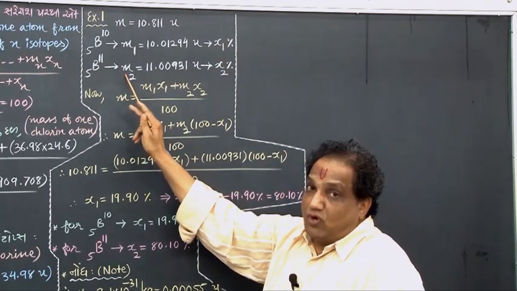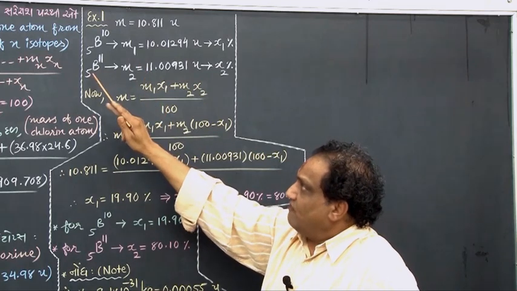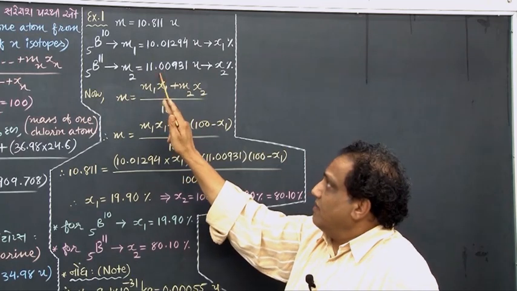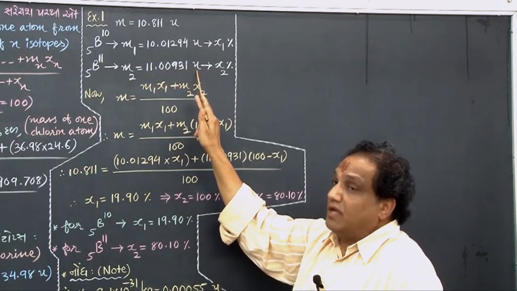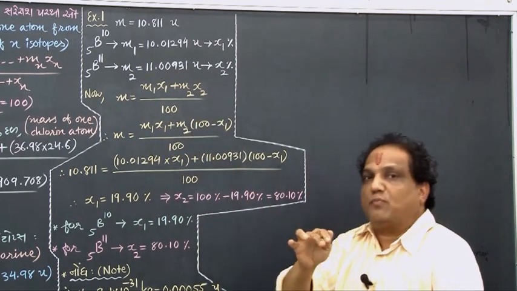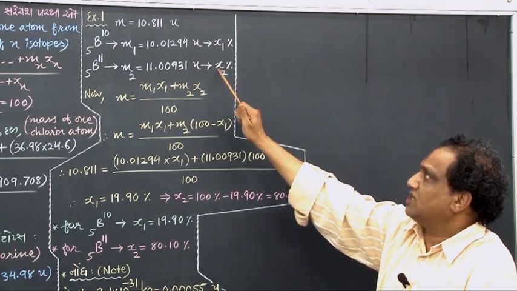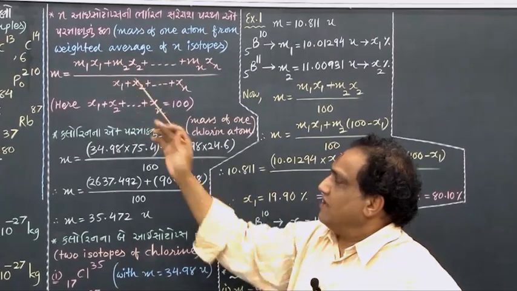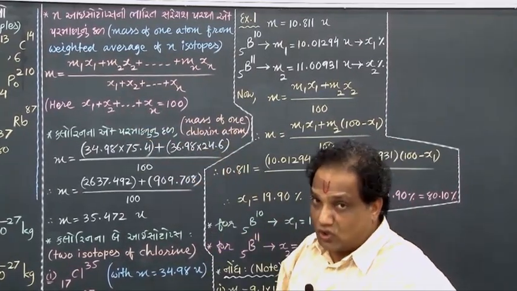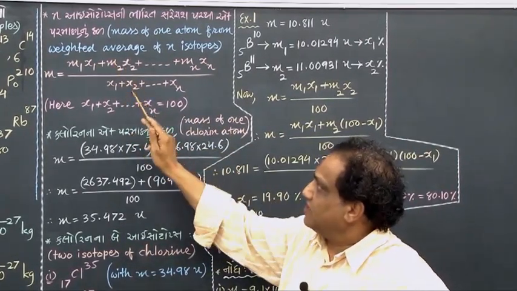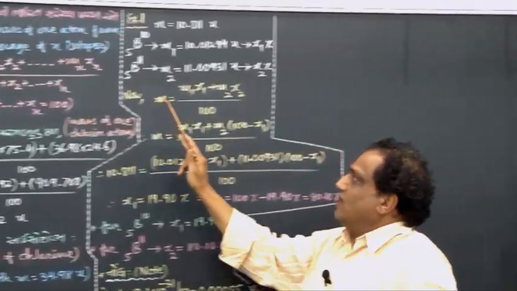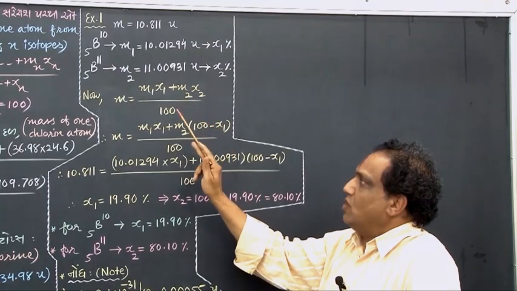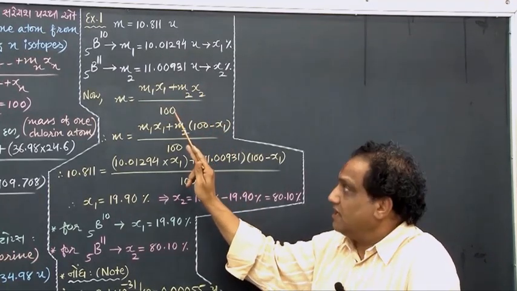The mass of each boron atom in this isotope 5 boron 11 is 11.00931 atomic mass unit, and its proportion in the given mixture is, suppose, x2 percentage. From the general formula, if a given mixture has only two isotopes, then you will stop the addition at the second term, and the formula will appear like this: m equals m1 x1 plus m2 x2 upon x1 plus x2, which is 100.